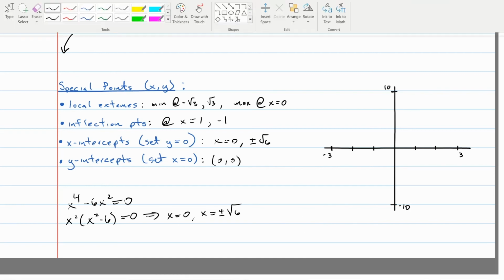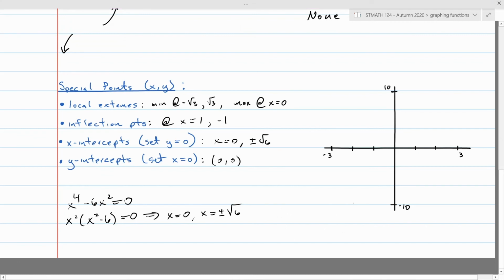Okay, so now I know that we have a minimum at both negative square root of 3 and positive square root of 3. So that's like 1.7-ish. So that'll be somewhere about here. So this point is negative square root of 3, negative 9. And then I have something happening at positive square root of 3, negative 9. And then at square root of 6, what do you get when you plug square root of 6 into a calculator? About 2.45. So somewhere in here and here, at square root of 6, we get our x-intercepts. Now also, when x is equal to 0, we're having a local maximum. So I'm starting to get the shape of this graph here.